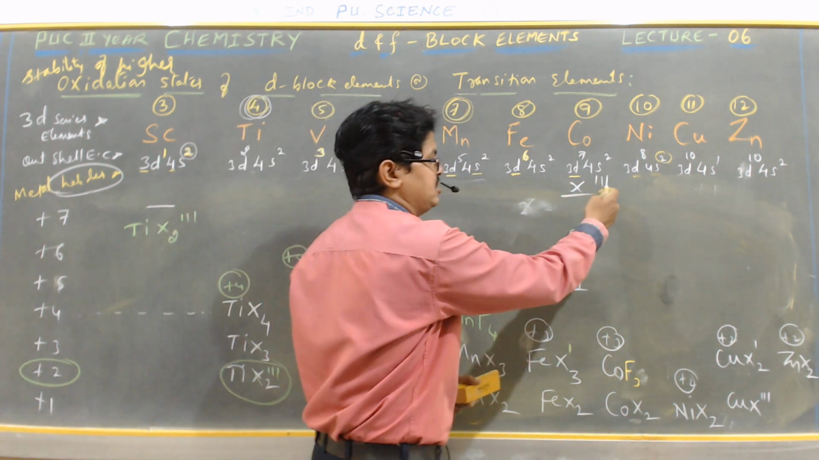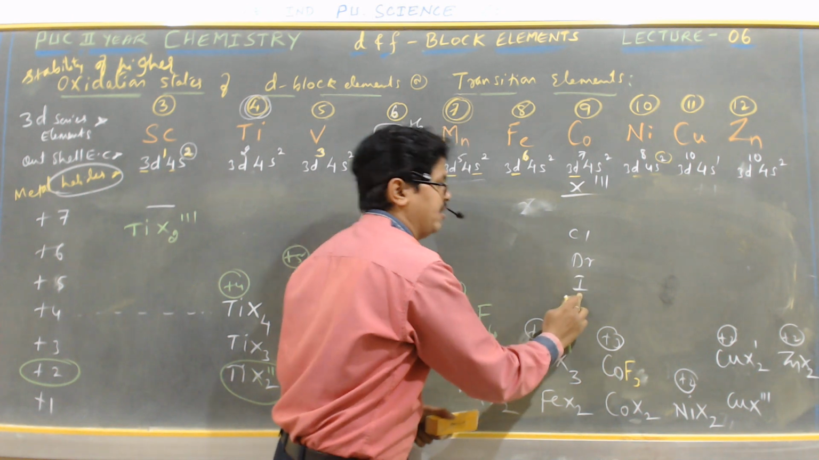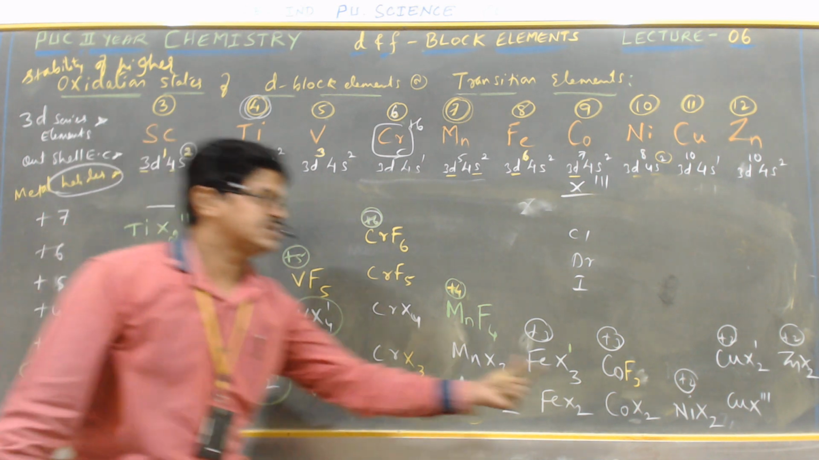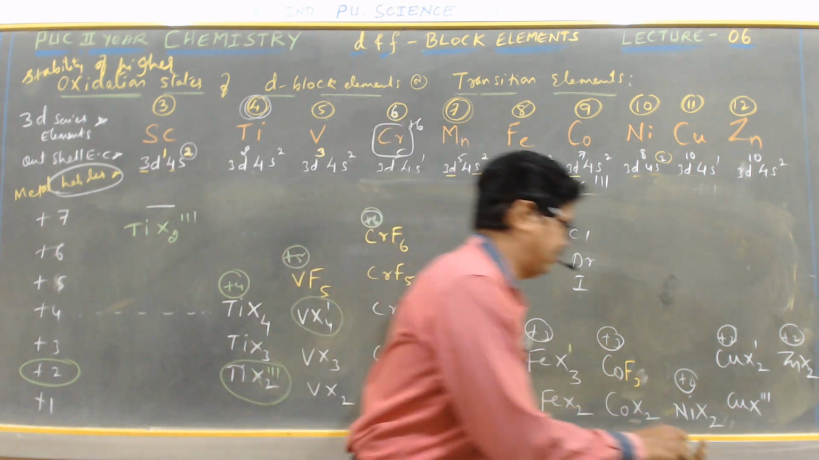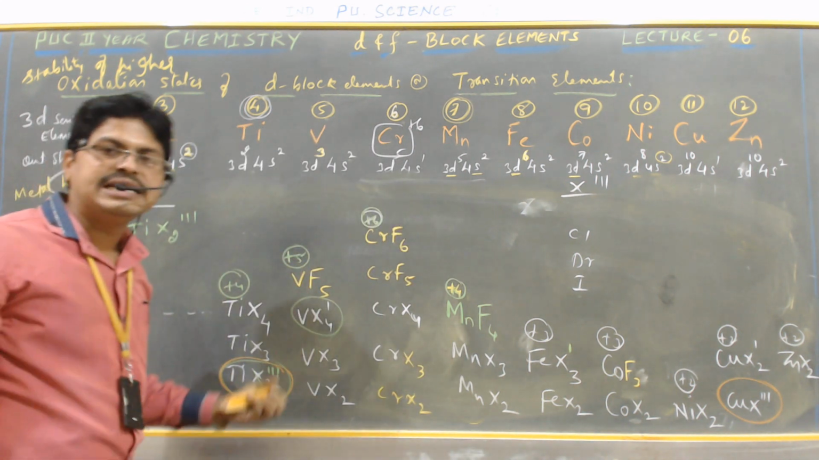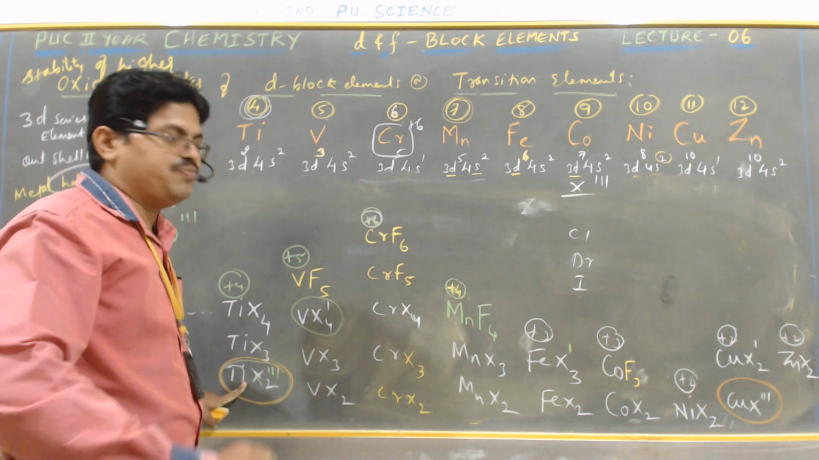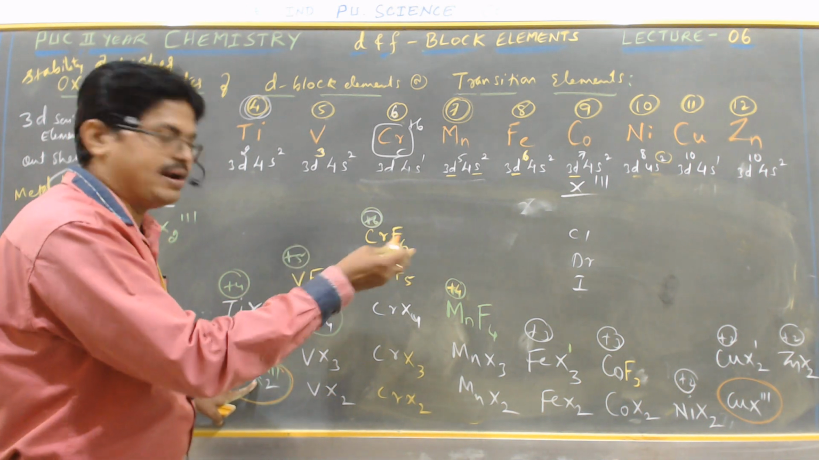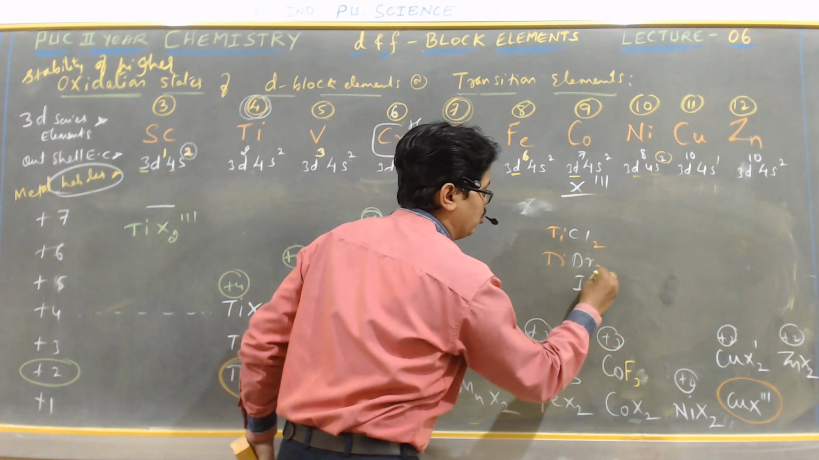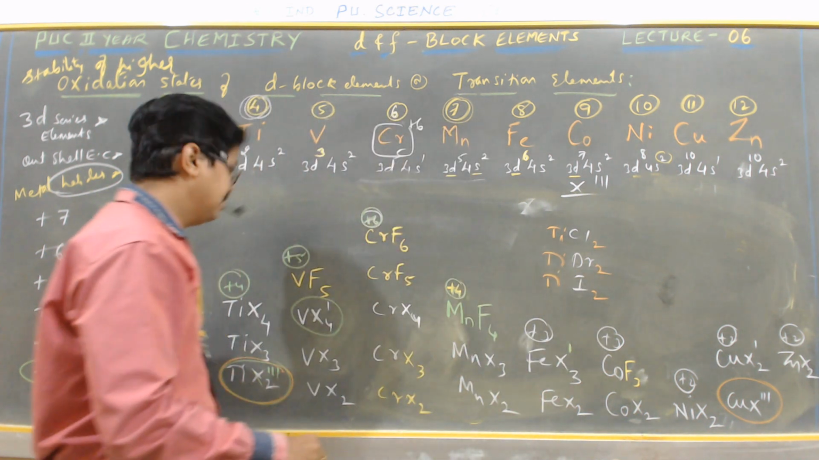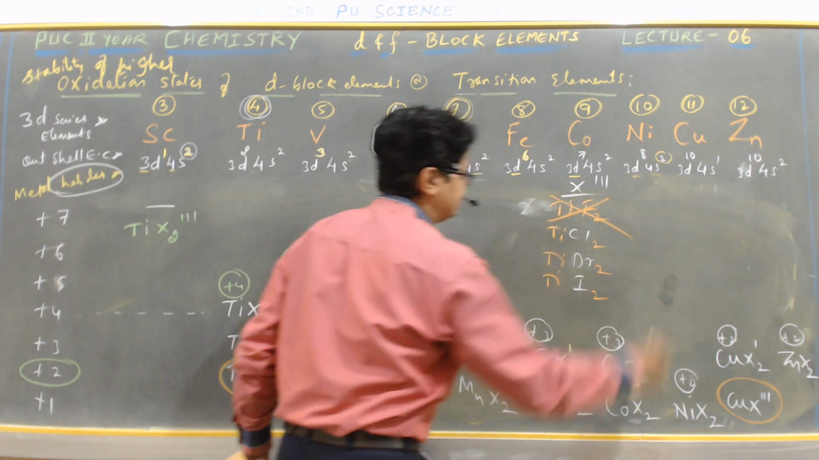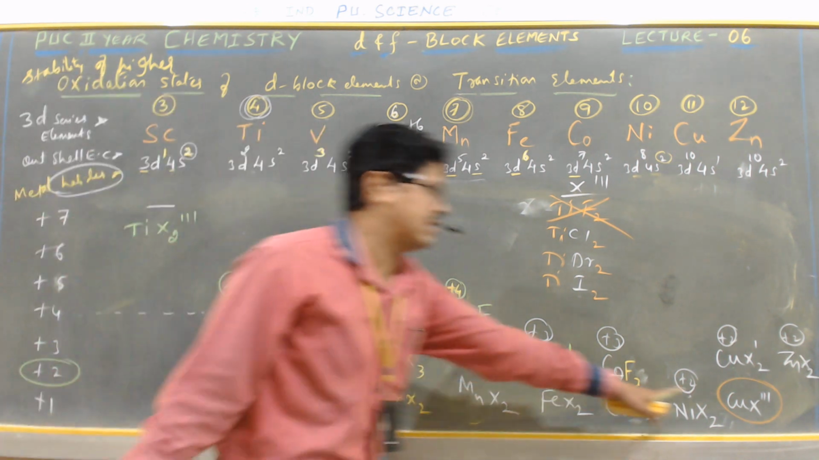What is X triple dash? X triple dash indicates chlorine, bromine, iodine. No fluorine. So look here: TiX2 triple dash, CuX triple dash. Do remember these two compounds. It indicates titanium dichloride, titanium dibromide, titanium diiodide are available. But TiF2 does not exist.